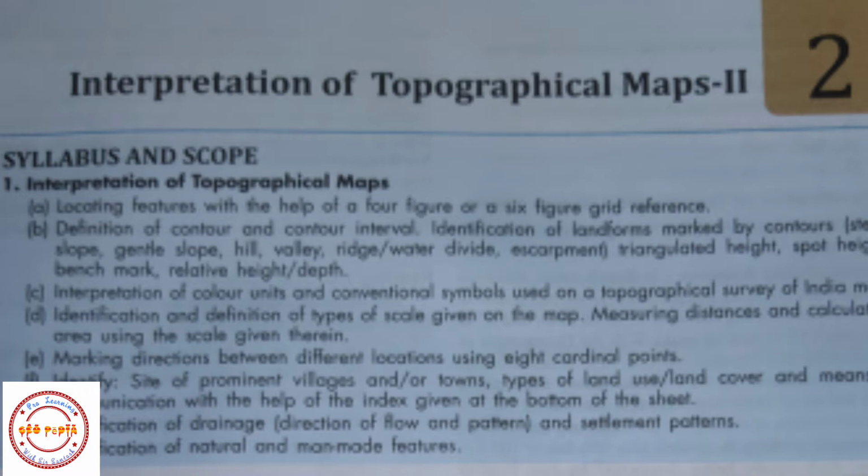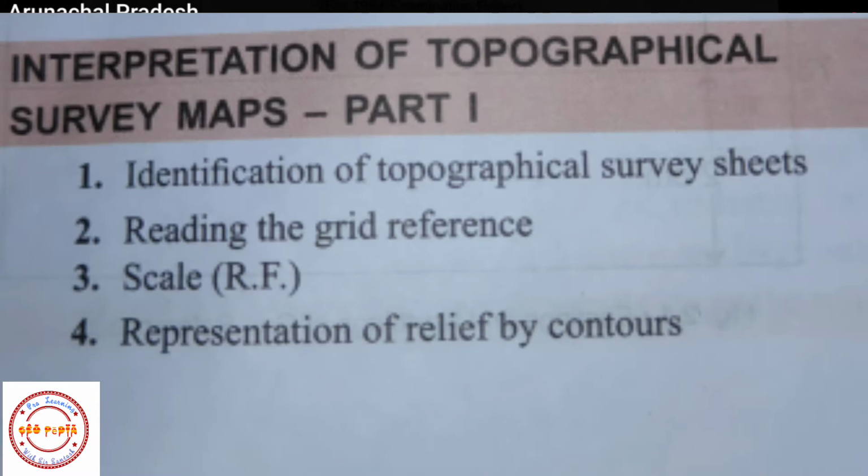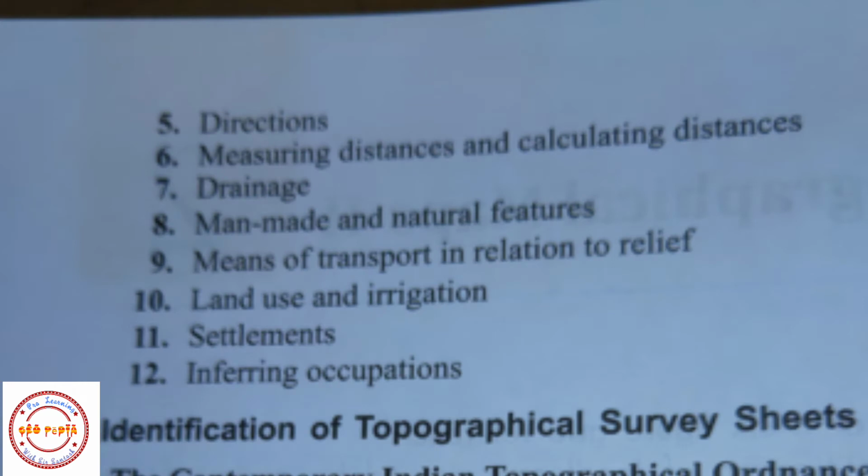Now especially in this topic, interpretation of topographical survey maps, we will learn, number 1, identification of the topographical survey sheets, and we have already learned about this. Number 2, reading the grid reference. Number 3, scale, and especially here we will learn RF, representative fraction. Number 4, representation of relief by contours. Number 5, direction. Number 6, measuring and calculating distances.